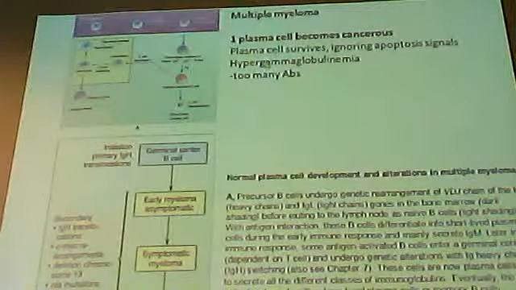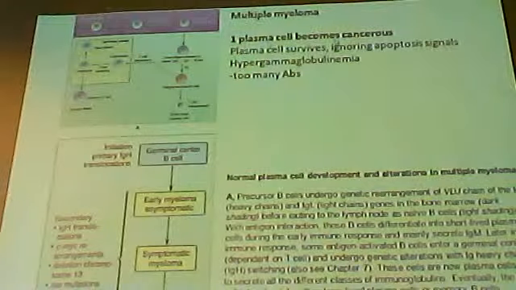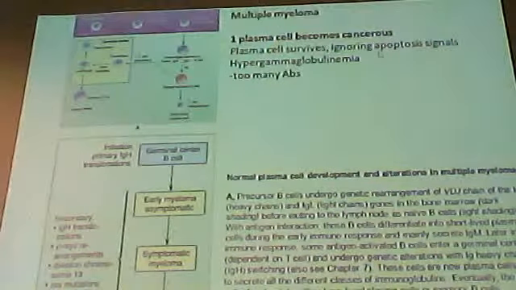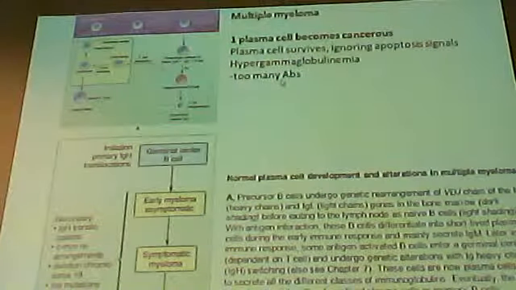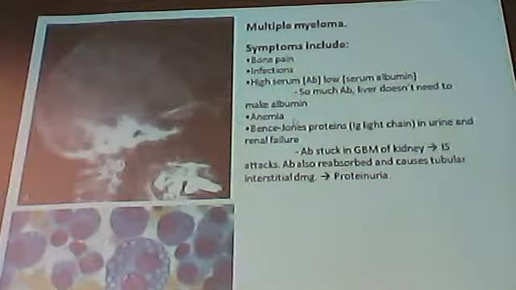Multiple myeloma: it's one plasma cell that becomes cancerous, and you have hypergammaglobulinemia, too many antibodies that don't really do anything. You can have bone pain, infections, high antibody concentration, and low serum albumin. Anemia, and you can have Bence-Jones proteins, which are the light chains in the urine, and renal failure, so that's something special that you might see in a clinical case.